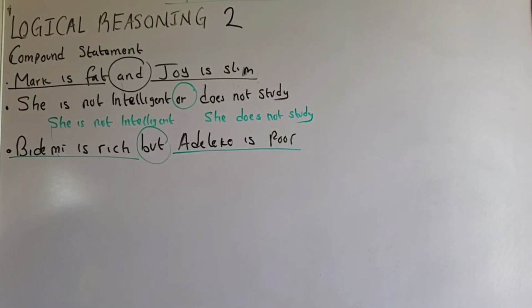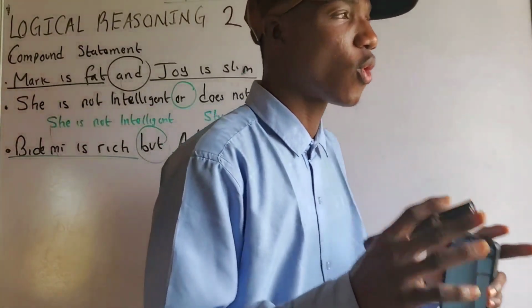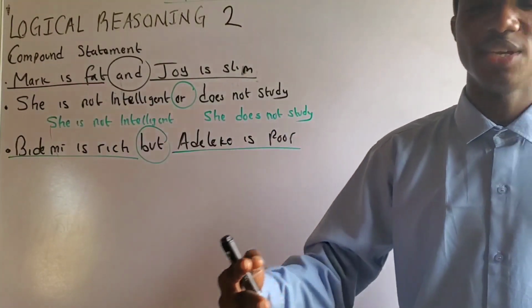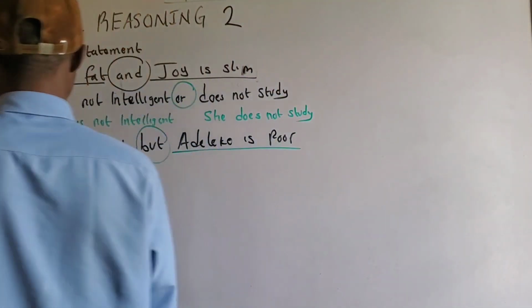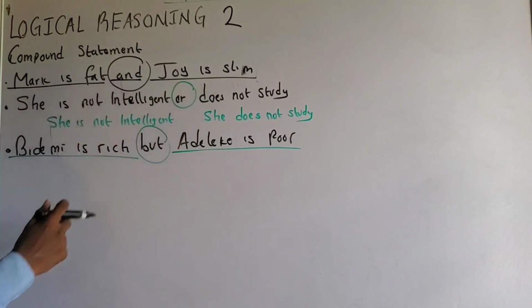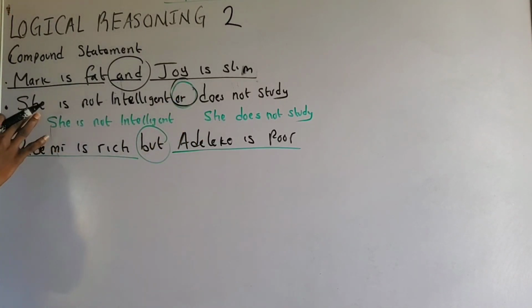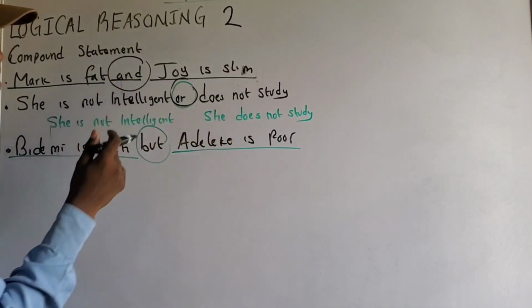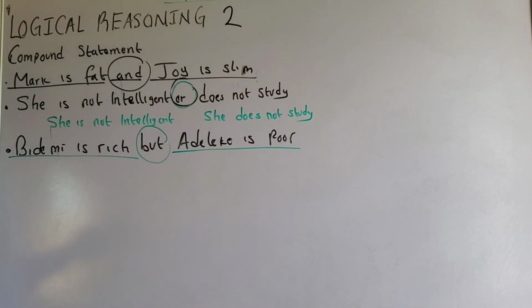Okay, now having understood what is meant by compound statement, let us look at what is meant by connective. In our previous class, I told you connectives are just words that are used to join two simple statements together to form a compound statement. So the connective here is "and", because it connects Mark is fat and Joy is slim. In the second example, the connective is "or", because it connects she is not intelligent and she does not study. So in simple terms, connectives are just words that are used to connect two or more simple statements.